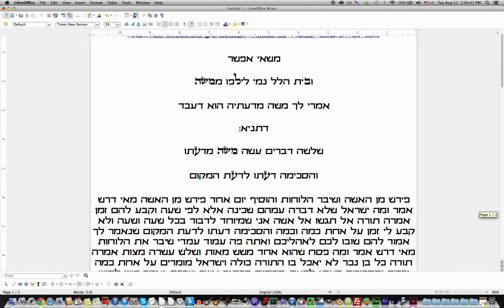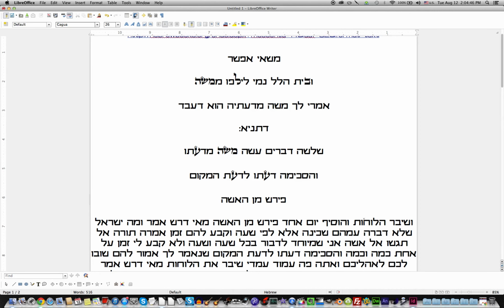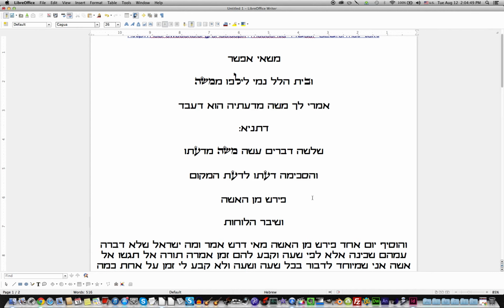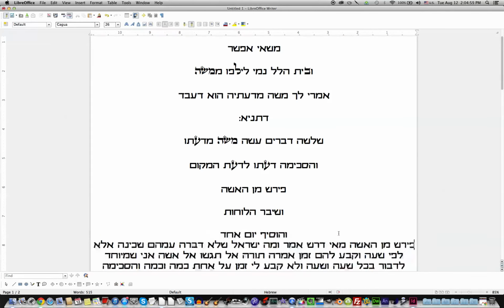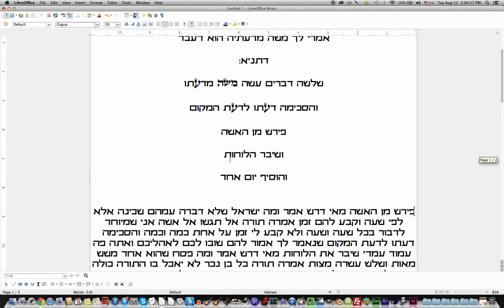Okay. Perish min ha'isha, v'shiber haluchot, v'hosif yom echad. Okay. Apparently, this is what Miriam was upset about, that he pulled away from Tzipora, his wife. And v'shiber haluchot, to show Bnei Israel that the luchot are not godly themselves. Only God is the thing that makes it godly, according to what I learned, right?